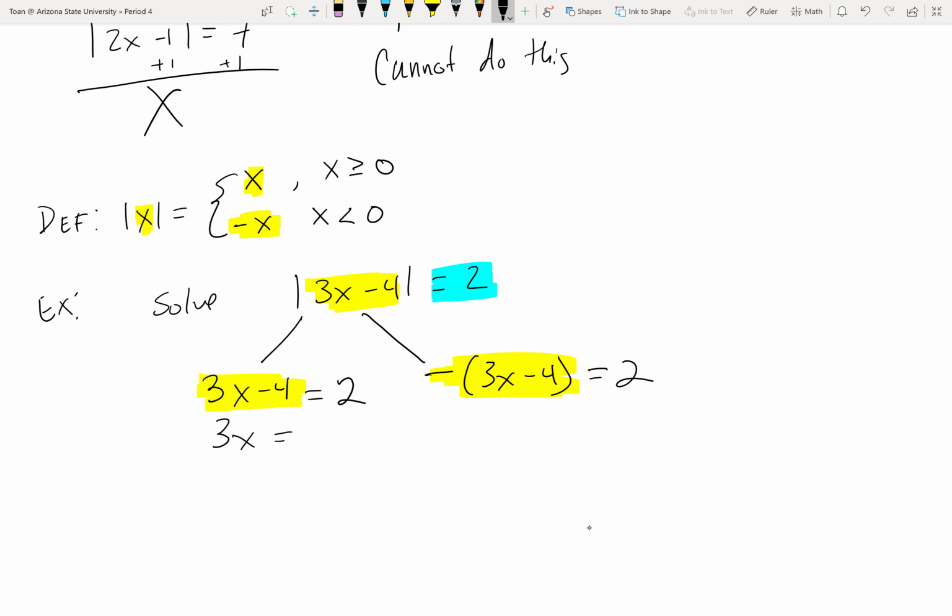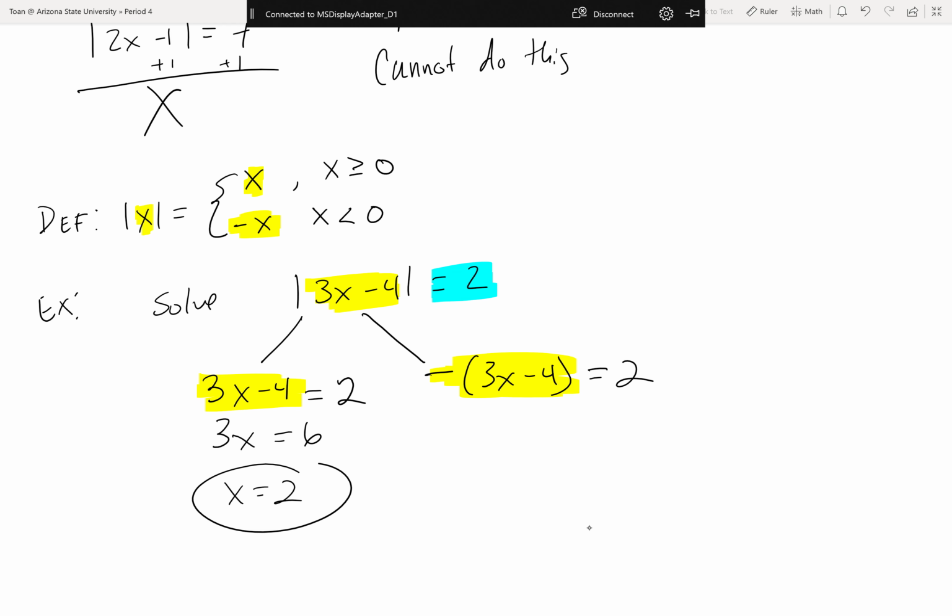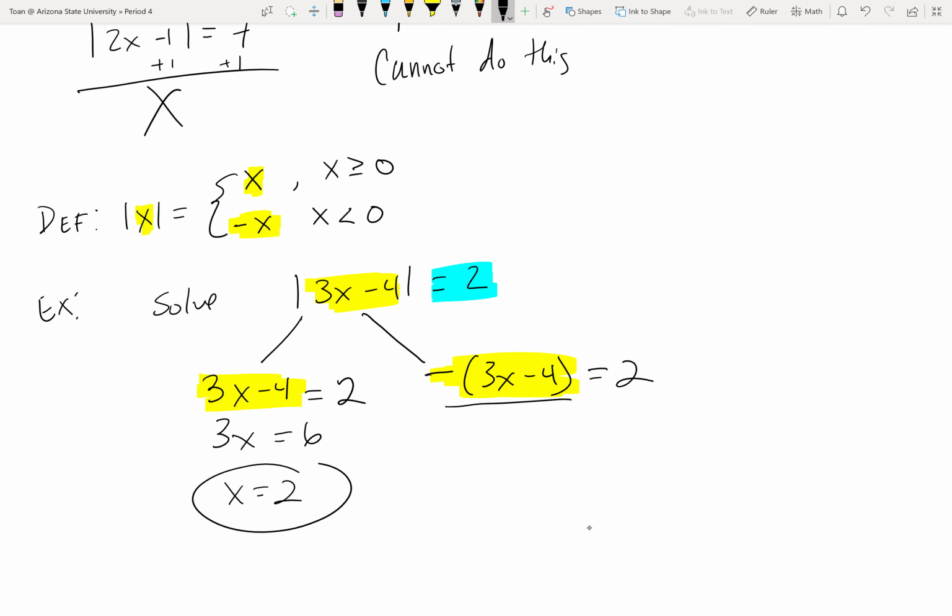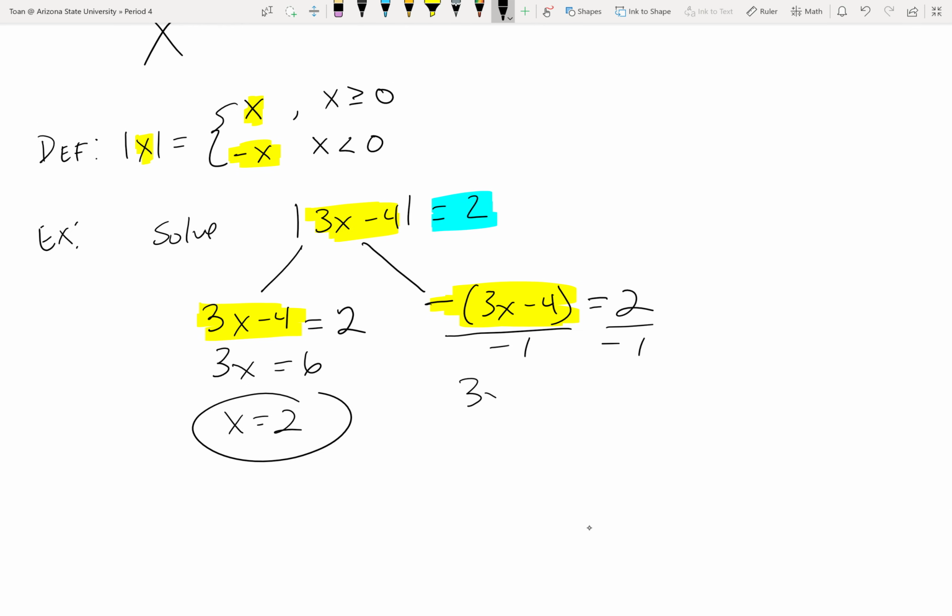Add the 4, divide out the 3. In this instance here, for the second equation, some students like to distribute. Others like to divide out the negative. However you want to do it is fine. I'm a guy who likes to divide, so I'll divide out the negative. So that's 3x minus 4 equals negative 2. Add the 4 over, divide out the 3. Easy peasy.